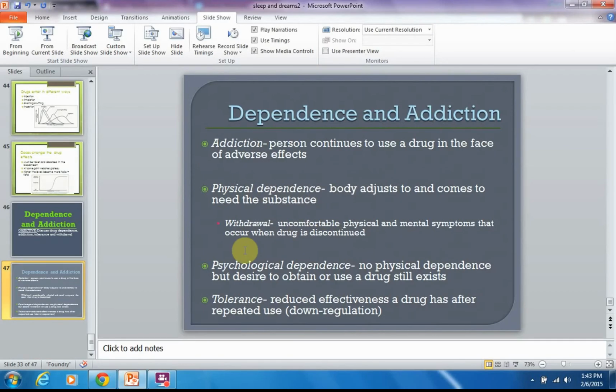So, that ends our discussion about psychoactive drugs. And what you need to do now is go ahead and go to your... there we go. I was afraid that I was going to end the video here.